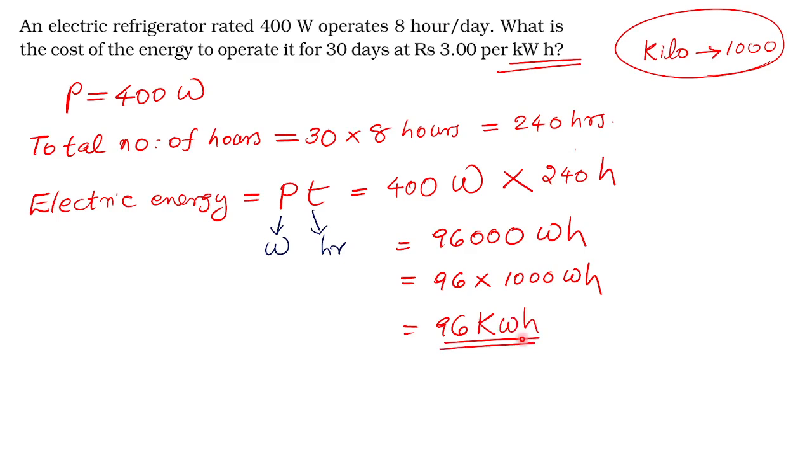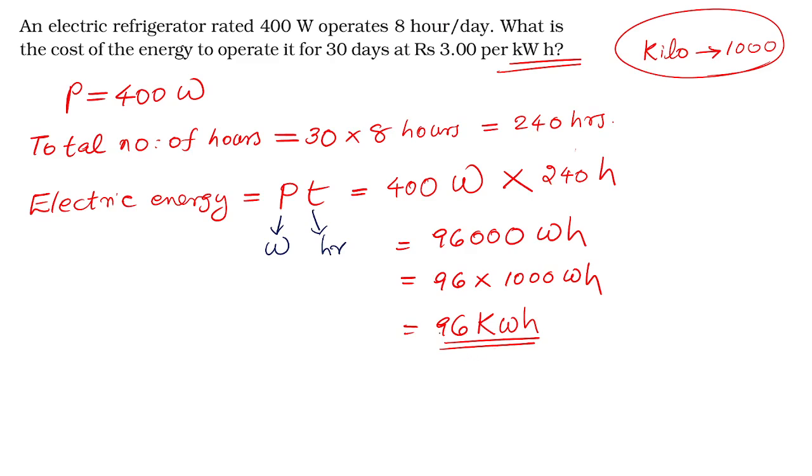So all the electric bills are according to this unit, kilowatt hour. In the electric bill they write 96 units of electric energy consumed. 1 unit stands for kilowatt hour. For all industrial purposes also, kilowatt hour is the unit of electrical energy. Not finished yet. Now this much unit is used in 1 month.